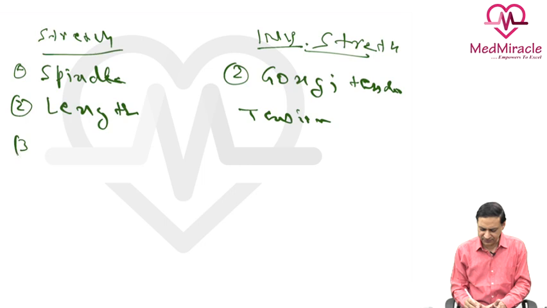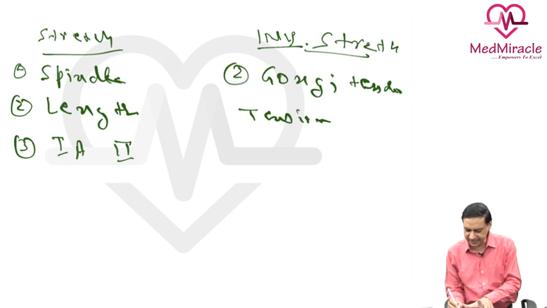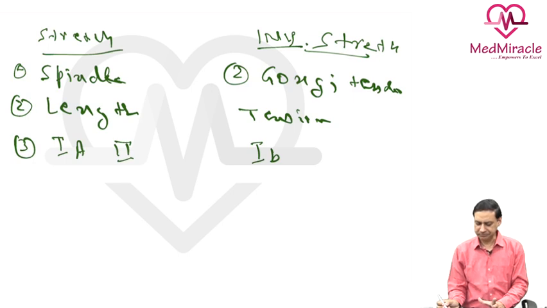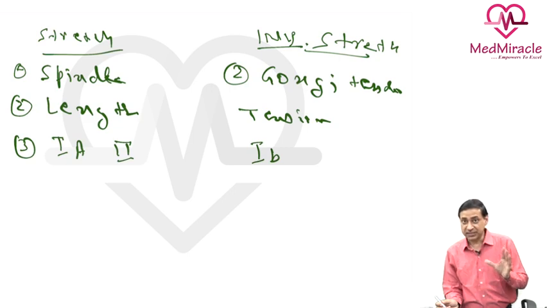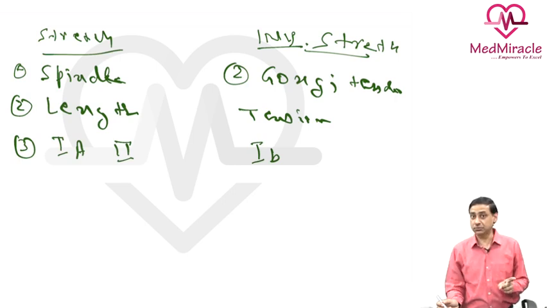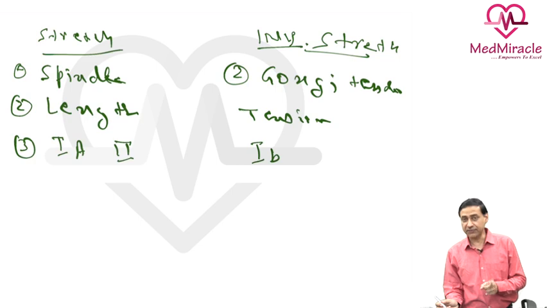What is the afferent here? 1A and 2. And here the afferent is 1B. So the stretch reflex is mediated through the muscle spindle, and the inverse stretch reflex is mediated through the Golgi tendon. The muscle spindle is a length sensor, and the Golgi tendon is a tension sensor. Don't forget that. The afferents from the muscle spindle are 1A and 2, and the afferent from the Golgi tendon is 1B.